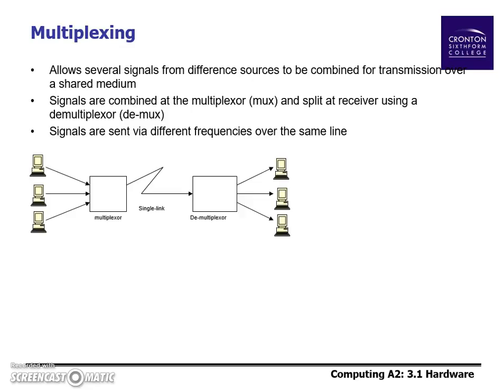Okay, so that allows computers on the network, for example, within the room, to share a single link. So we've got conversation A, conversation B, conversation C, D, E, all going down the same line, but at different frequencies.